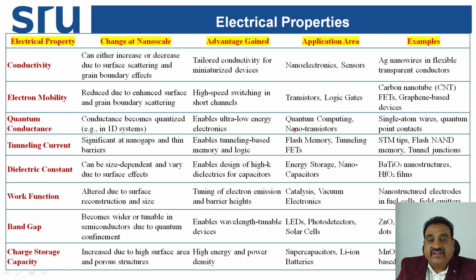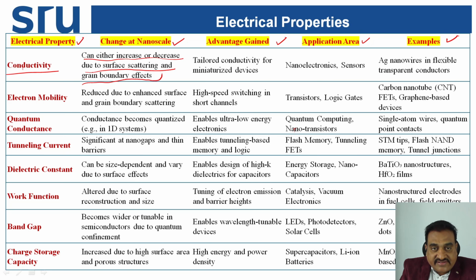Coming to electrical properties. Yes, you see, this is the electrical property: change at nanoscale, advantage gained, application area, examples. So electrical property, that is the conductivity. Nanoscale changes we can observe clearly: it can either increase or decrease due to surface scattering and grain boundary effects.